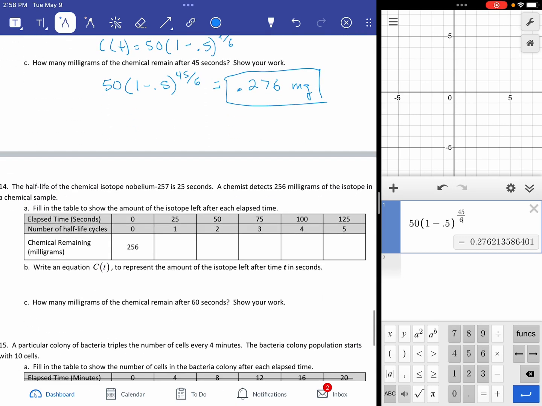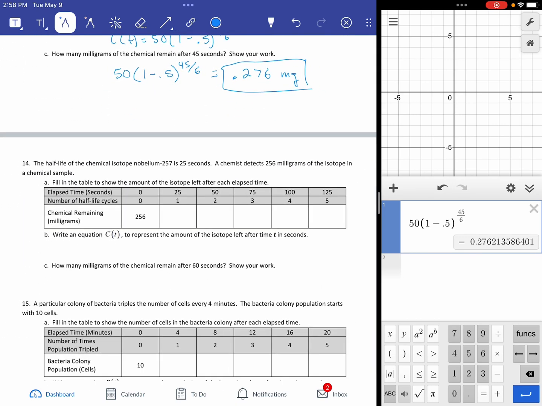All right, same idea, half-life. So we're going to start off with 256 divided by 2, 128. 128 divided by 2, 64. Some of the other ones I can do in my head. So half of 64 is 32. Half of that is 16. Half of 16 is 8.